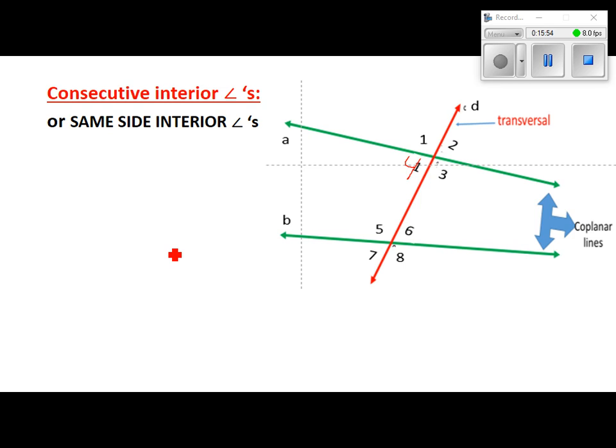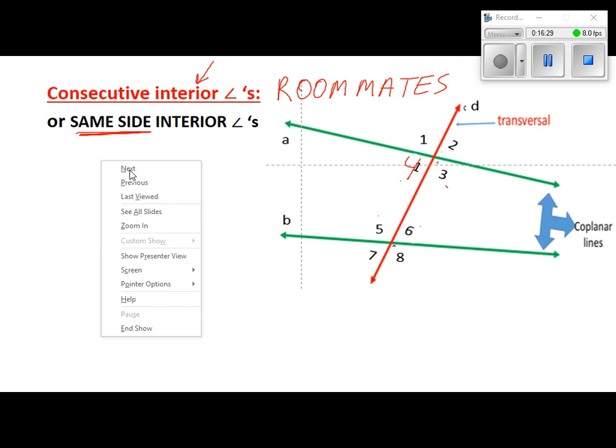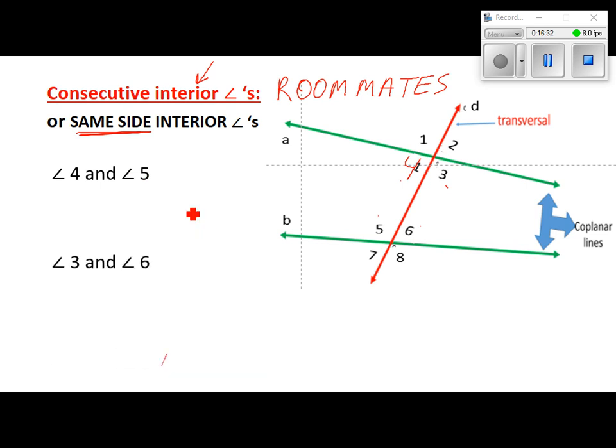Consecutive interior angles or same side interior angles. So we're dealing with, again, just interior angles. So 4, 3, 5, and 6. We want consecutive or same side. What I call them is roommates. They're the ones that are roommates together. They're the only two pairs of angles in this picture that don't have walls in between. So the ones that are roommates with each other are 4 and 5, and 3 and 6. Consecutive interior angles, they're sort of the oddballs, and we're going to talk about that more here in just a minute.